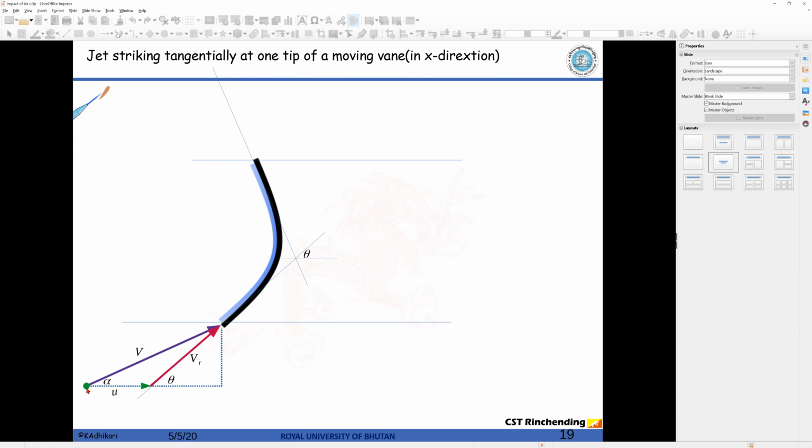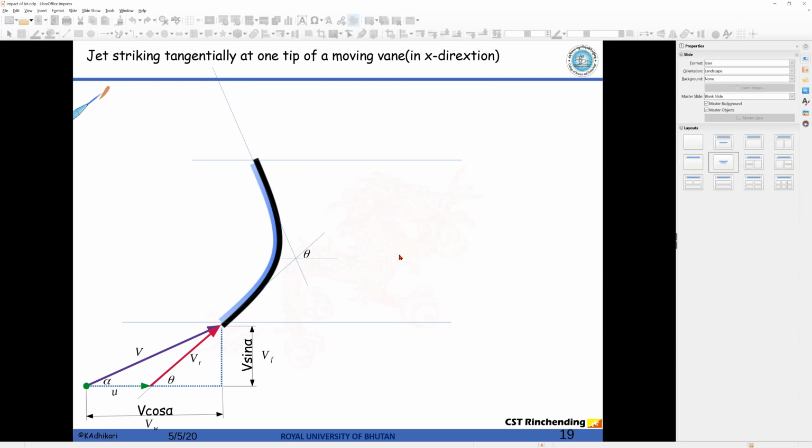If you find the x component, or the tangential component, of v, this is the tangential component and this is the radial component. The tangential component is v cos alpha, or vw, also known as the velocity of whirl at inlet. The y component, or radial component, is the velocity of flow. When I say x component and y component, I'm loosely defining it this way, because x represents the tangential direction, the direction of u.